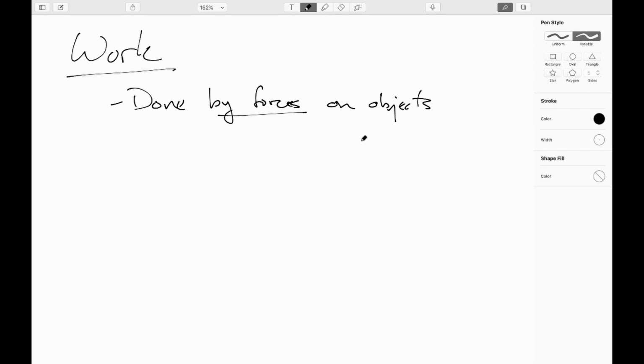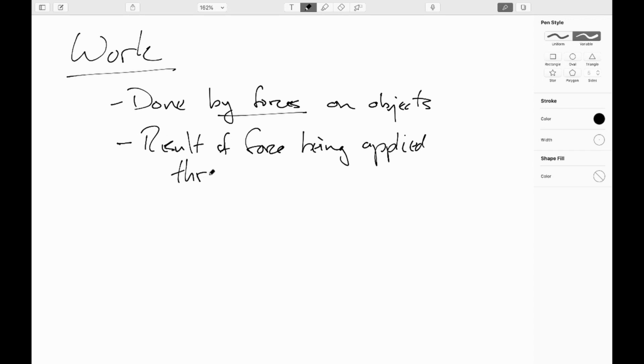It's also the result of a force being applied through a distance. Later in a few video series, we will take a look at another quantity where we talk about forces being applied at a distance. That quantity is called torque. But here we are looking at the effect of a force being applied through a distance.